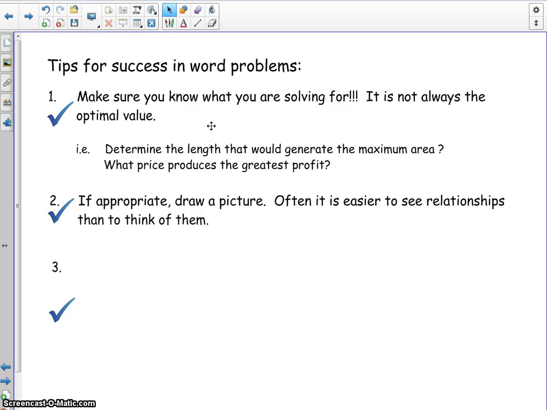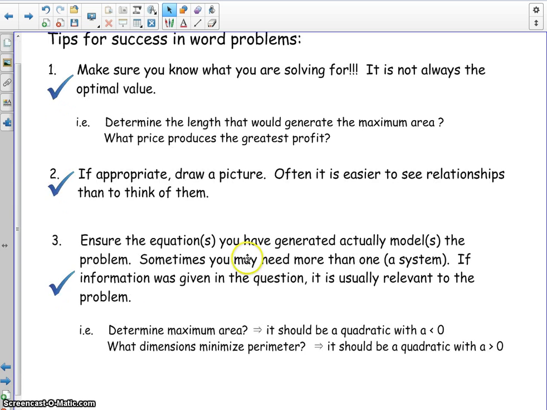If ever you can, do draw a picture. When everything is drawn out, it can make things fall into place a little bit easier. And you also want to make sure the equations that you generate actually make sense. These are going to be quadratic, so the equation that you generate should have degree 2. It can't be a line, right?